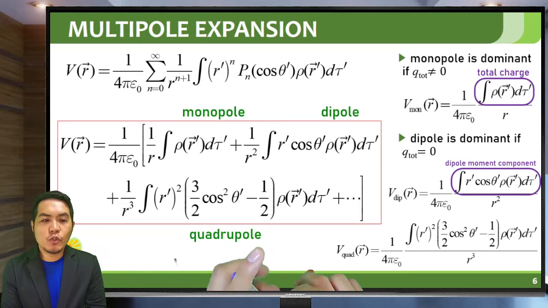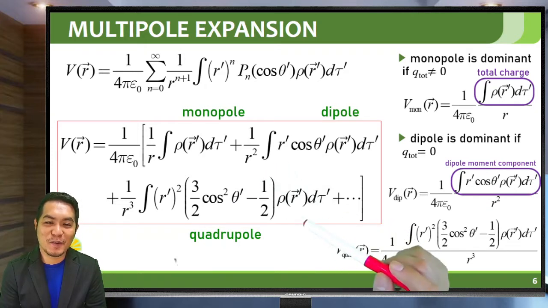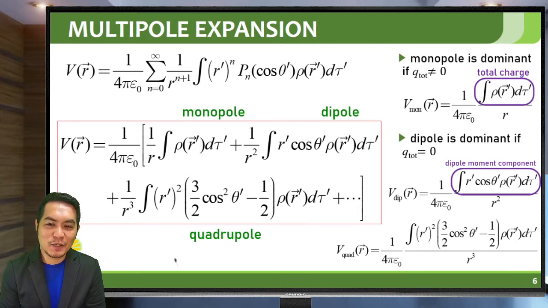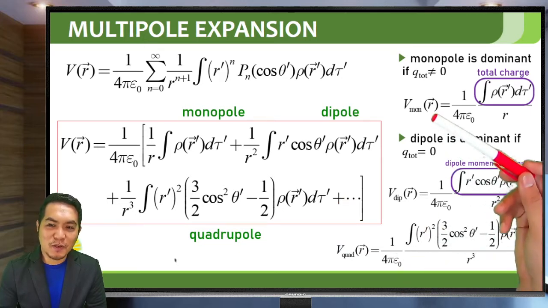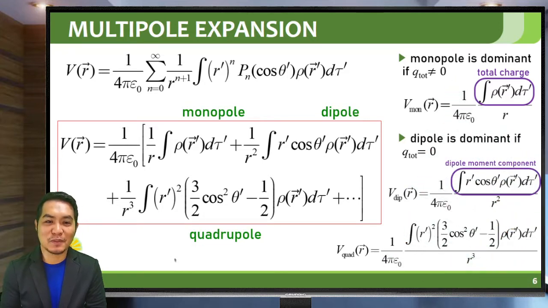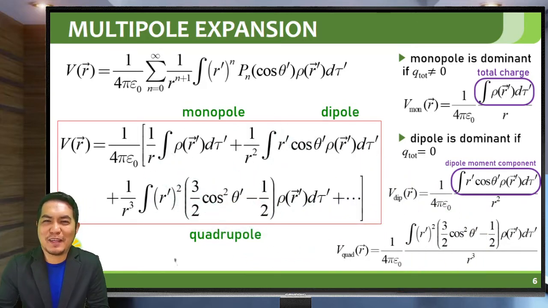So in using multipole expansion to solve for the potential, please don't use this very long equation. Take note, this is still plus dot dot dot, depending on your expansion. So if you want to use multipole expansion as a solution to finding the potential of a system, you must solve each of the terms. You start with the monopole, the dipole, then the quadrupole. So you don't use this whole expanded equation here, because that will be tedious. That will be very, very long.